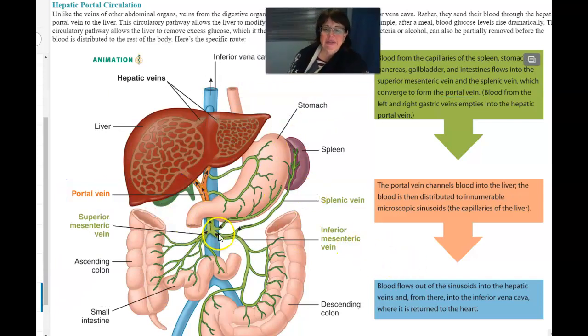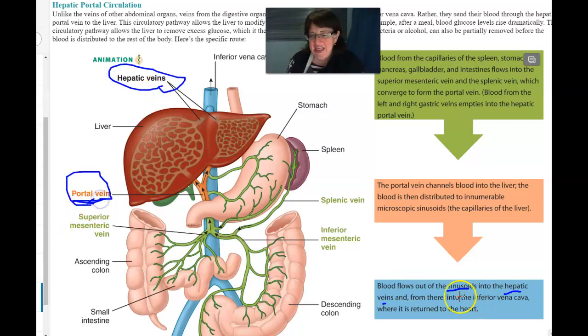So when the blood is collected off the digestive organs, it goes through these sinusoids and then into the hepatic vein. So there's the hepatic portal vein and the hepatic vein. Make sure you know the difference, because that's a great multiple choice question. So it's collected from the guts, goes to the hepatic portal vein, into the liver, then the hepatic vein, and then to the inferior vena cava.